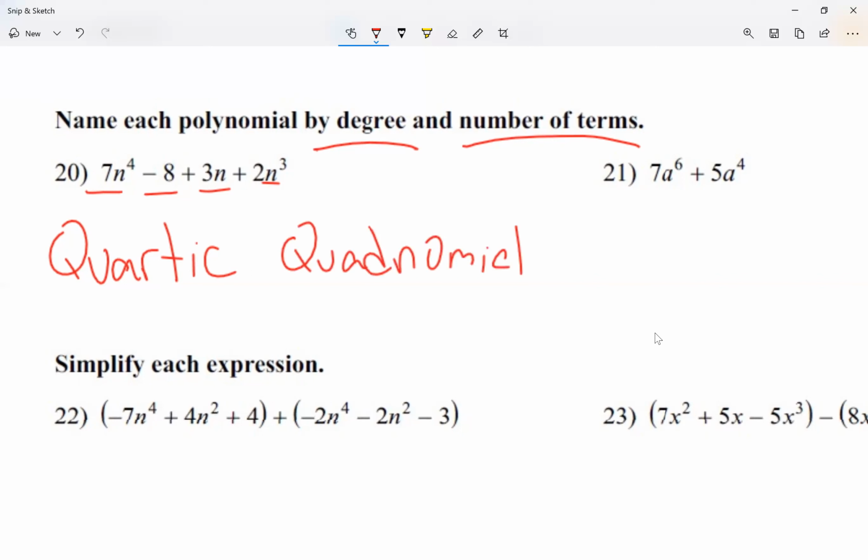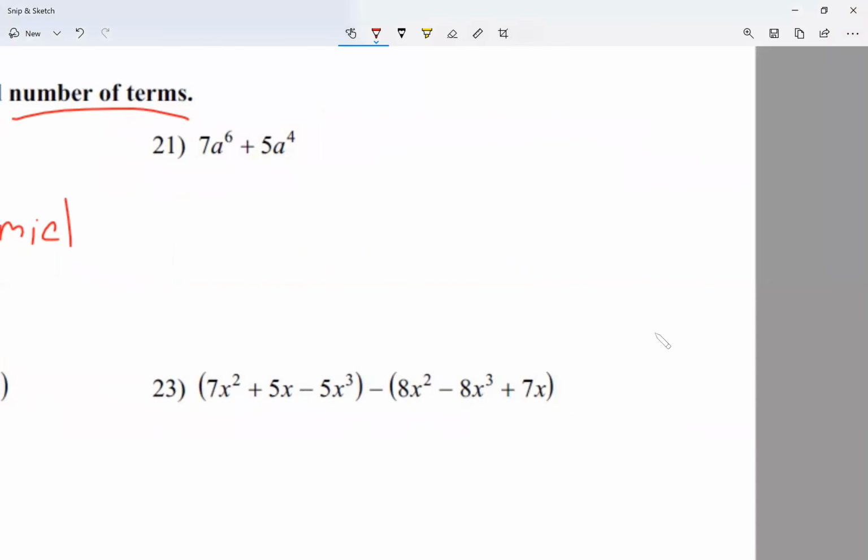Okay. Now let's take a look at question number 21. The highest degree here is 6. Right? Looking at the exponents, the highest one is 6. So based on our notes, the list that I gave you guys on Monday, we're going to call this sextic.